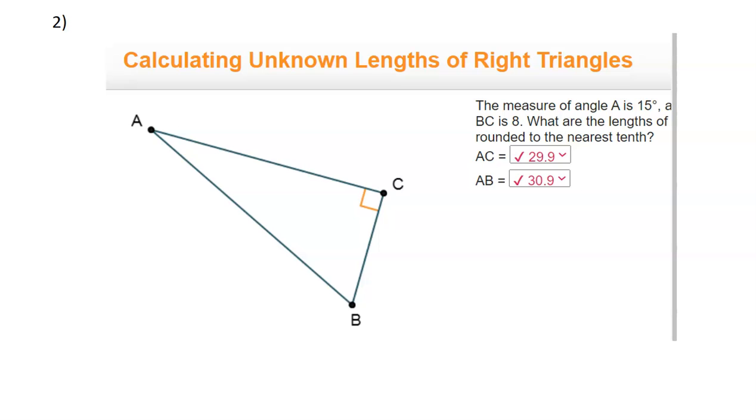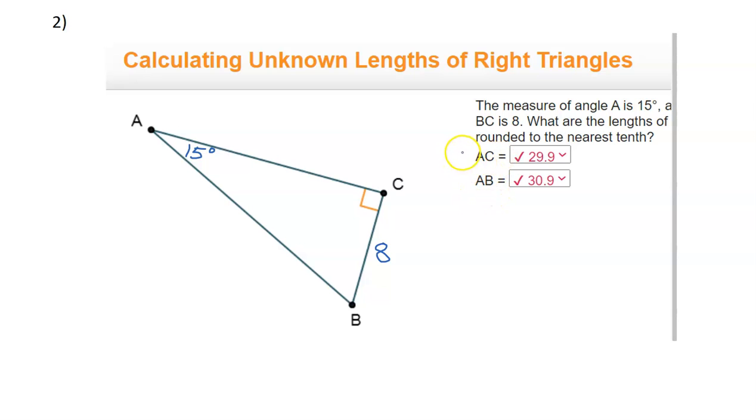In this video, I will show you how to calculate unknown lengths of right triangles. So they're telling us that the measure of angle A is 15 degrees. Let's go ahead and add that into the picture. And they're telling us that side BC is 8. So we'll mark that here. We're supposed to find the length of AC and AB.